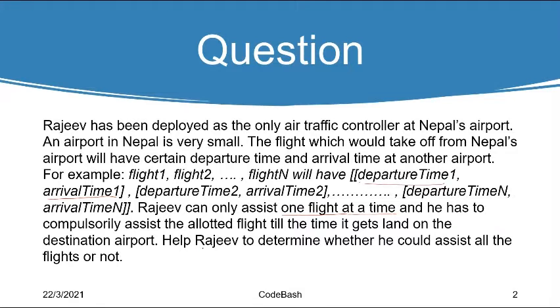We have to help Rajiv determine whether he could assist all the flights that have been allotted to him. So basically, this is the question. There will be some flights. Every flight has two things: a departure time and an arrival time. The important condition here is that only one flight at a time can be assisted. And we have to tell whether Rajiv can assist all the flights allotted to him or not.